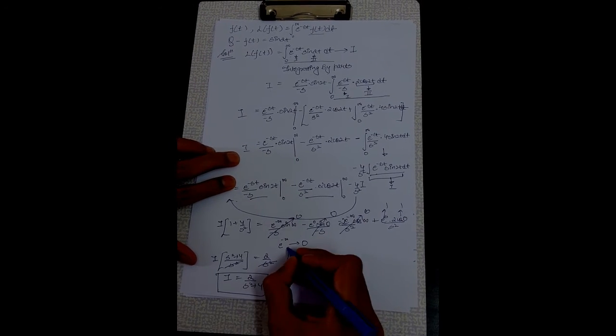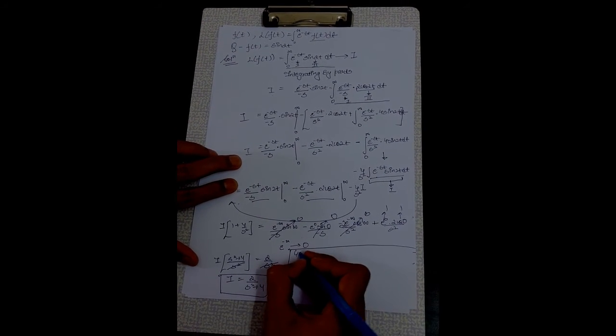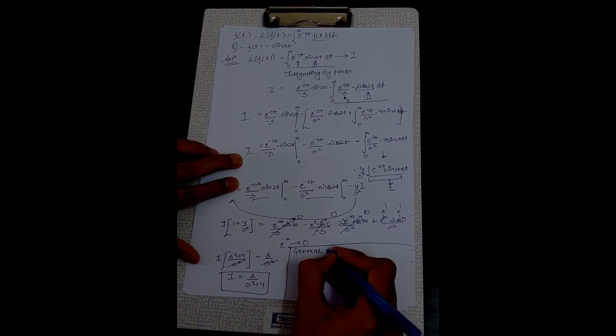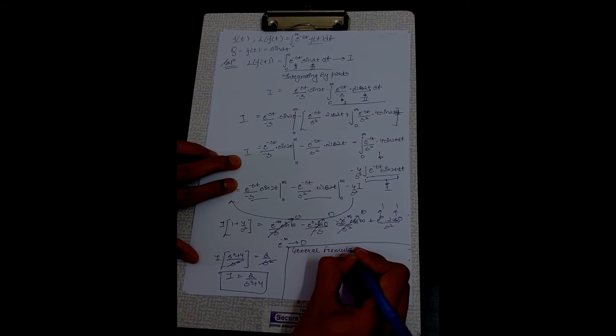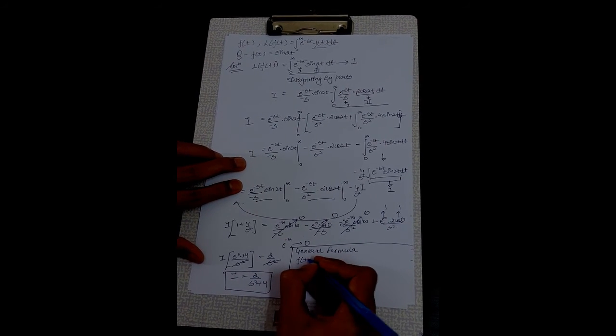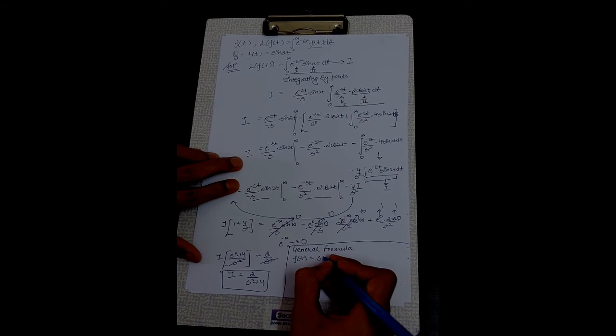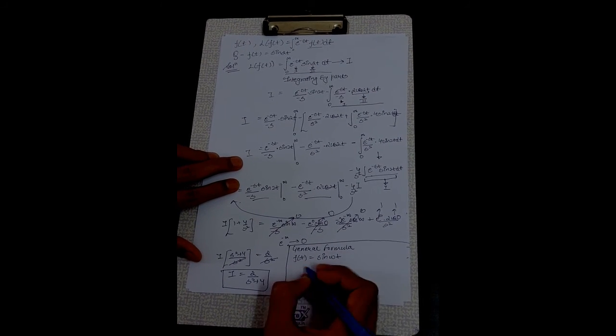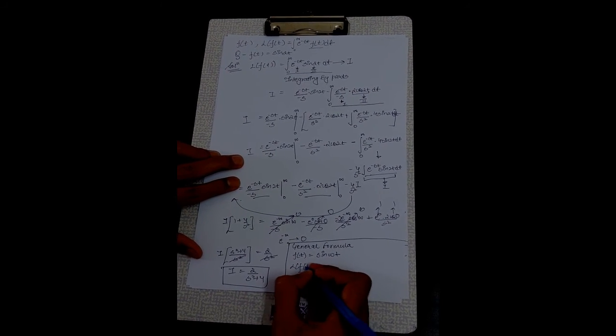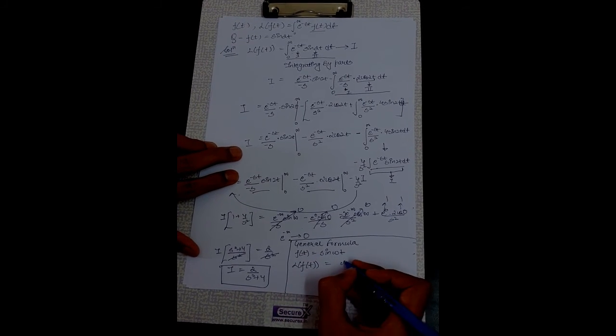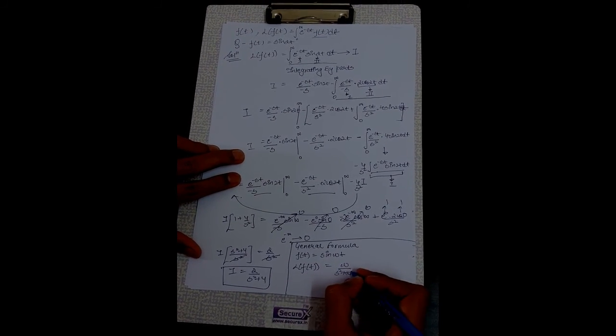Now we will derive a general formula from this. The general formula would be that if we are given a function f(t) which is equal to sin omega t, then its Laplace transformation would be equal to omega by (s square plus omega square).